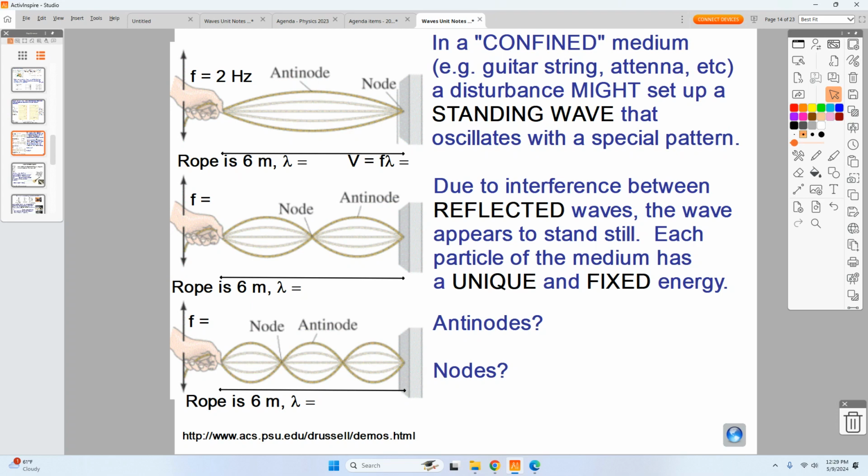Robert, you and I are 5 meters apart. What is the wavelength of this wave? I did this before, but we were new to this. But you and I are 5 meters apart. What's the wavelength of this? 10 meters. Now what I'm going to do is I'm going to increase the frequency.